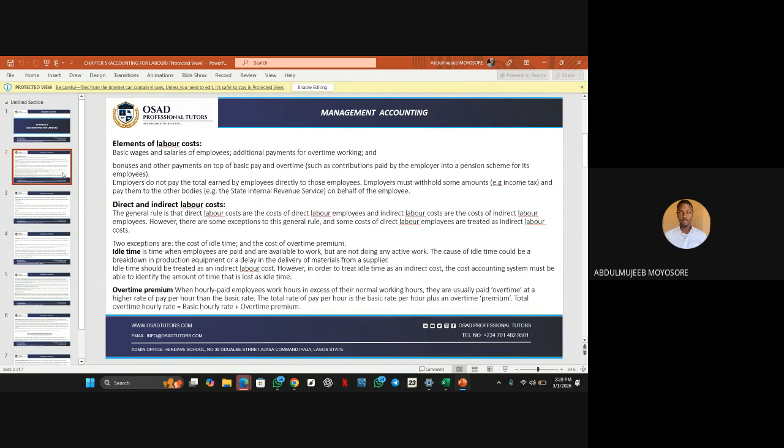This is a time in which employees are paid and available to work, but are not doing any active work. The cost of idle time could be a breakdown in production equipment or a delay in delivery of material from a supplier. Idle time should be treated as indirect labor cost. However, in order to treat idle time as an indirect cost, the cost accounting system must be able to identify the amount of time that is lost as idle time.